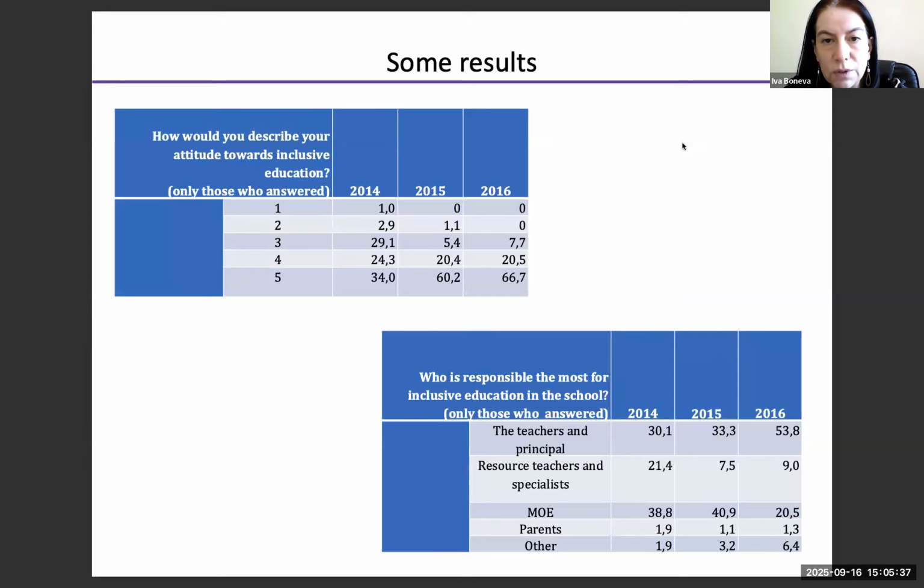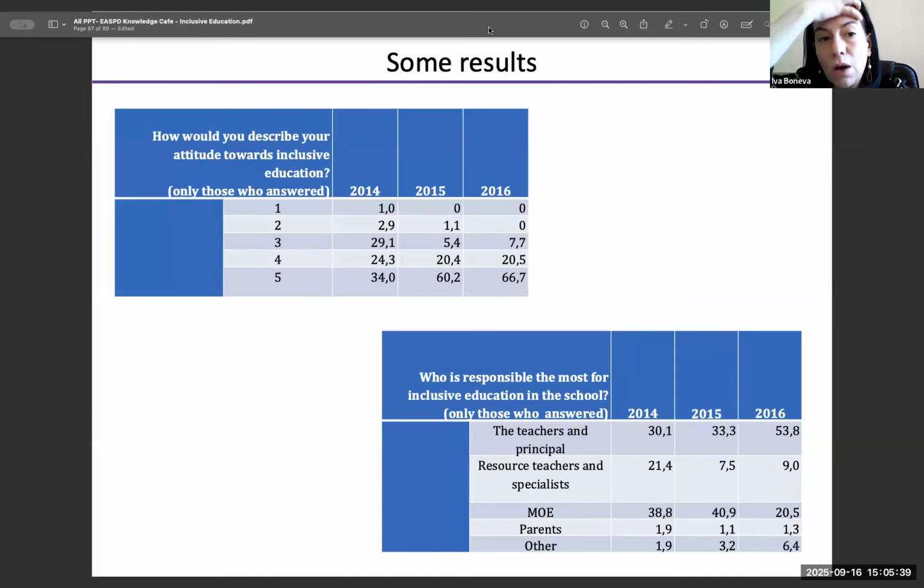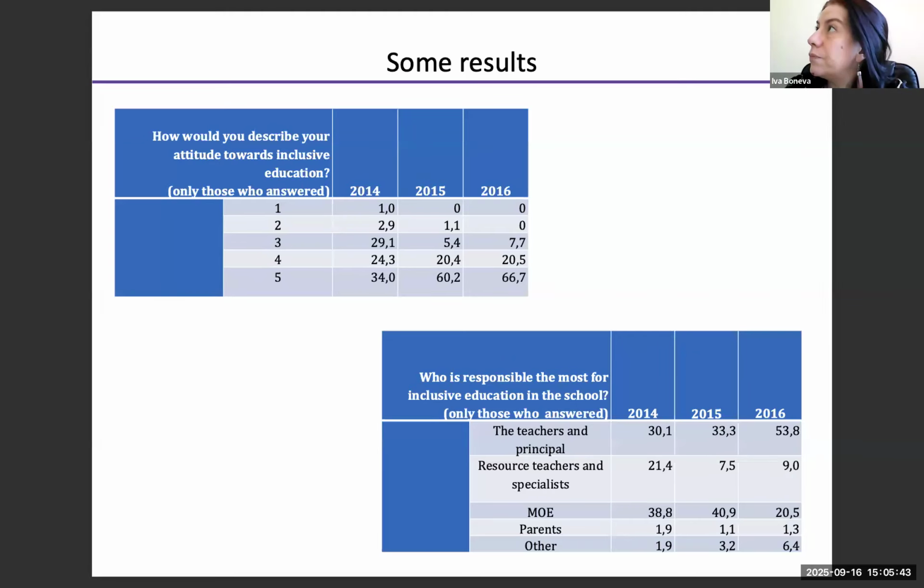And I think it was one of the most difficult for our Bulgarian teachers to undergo, to actually assume responsibility, because we come from a very segregated, socialist system with a very extensive network of special schools, and teachers are just used to think that different children belong in different schools.